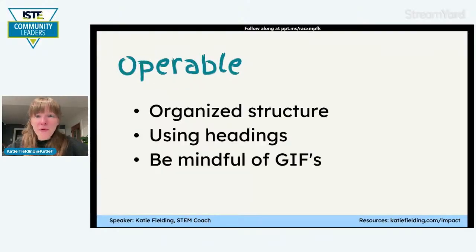And then the operable, we're making sure everything's organized, and teachers are really good at that. We're using our headings or our paragraph styles to make sure that someone using a screen reader, again, can quickly get to the information that they want. And we're going to be very mindful of using GIFs, because some GIFs flash and move too much, and that can actually cause seizures for some people.